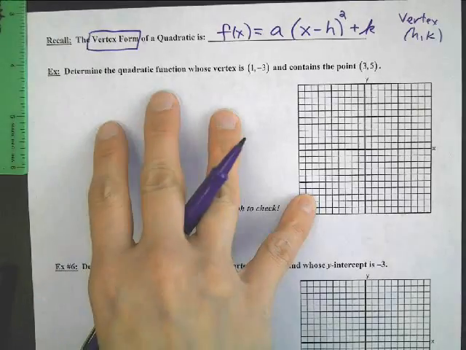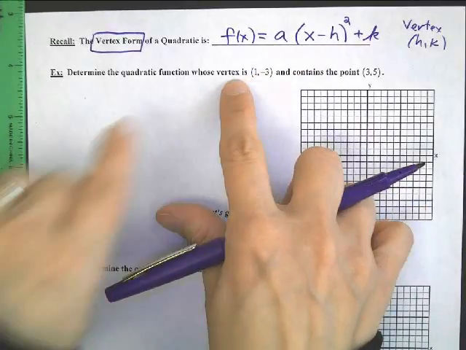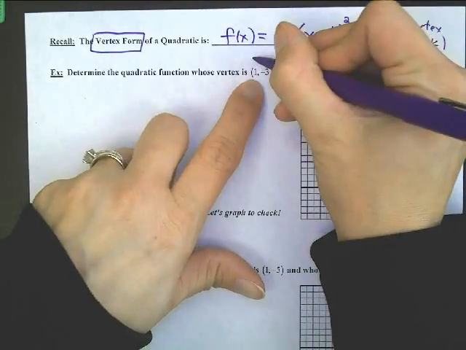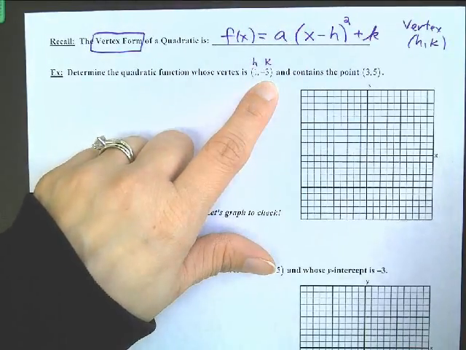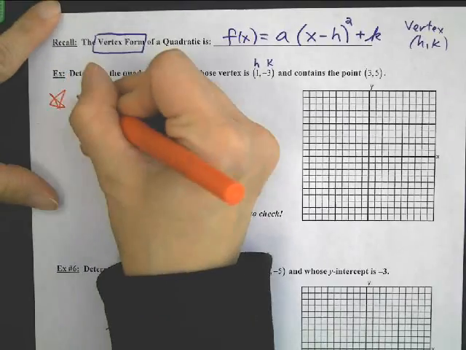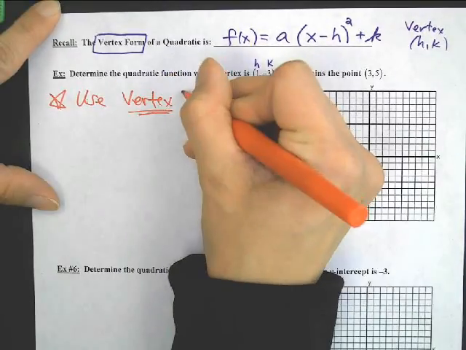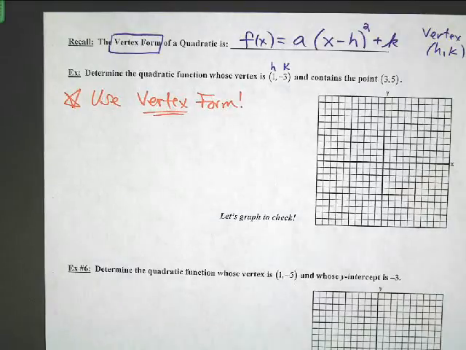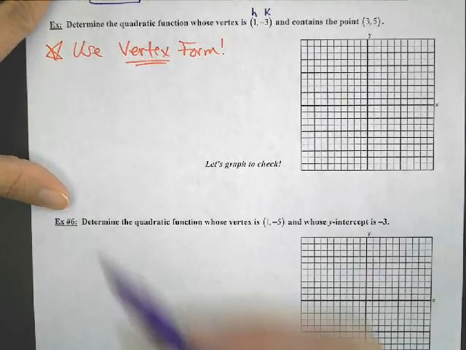Okay, determine the quadratic function. We're going to use this vertex form here. The vertex is 1, negative 3. So that tells us that h is 1 and k is negative 3. Okay, so maybe I should even put some notes here. Use vertex form to do these. So let's write down the vertex. Let's hide the equation and let's practice again without looking.